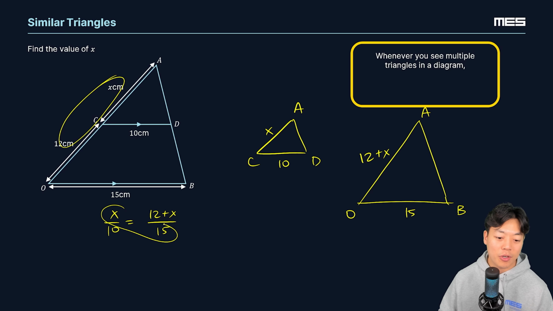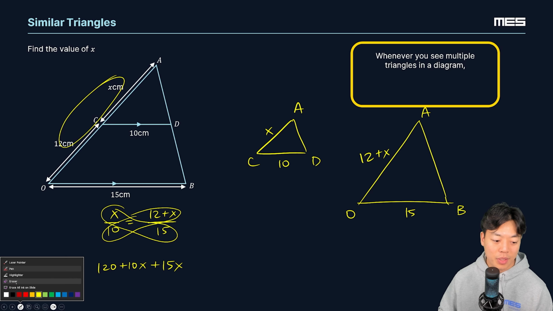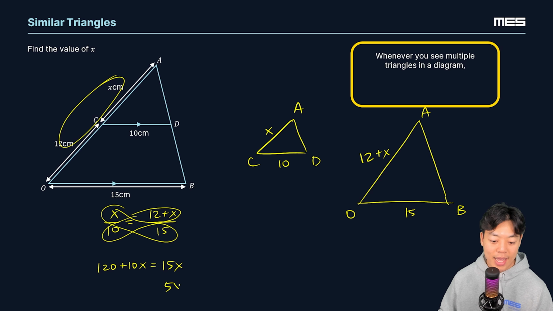Let's use our little butterfly method, or some of you know it as cross multiply. So we have 10 times 12 is 120, 10 times X is 10X. X times 15 is 15x. That should be an equal sign. So 5x is equal to 120, and x is equal to 120 divided by 5, which is 24.